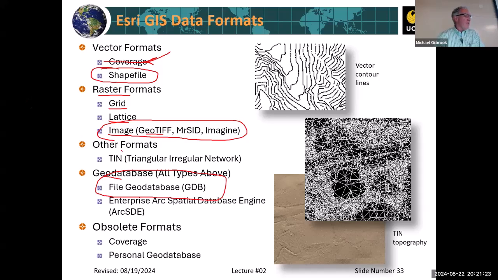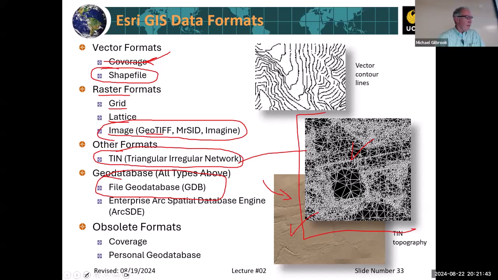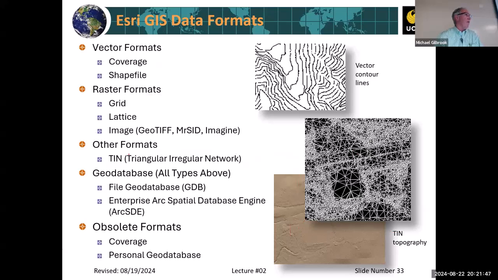We'll learn more about this format next semester, the triangular irregular network. That's this guy right here. That's a TIN, and that's used to produce a three-dimensional surface like the one you see behind it. This is the TIN that represents that 3D surface. So at this point, I only need you to know that it's a type of data format. We'll get more into what it is and how it works next semester.